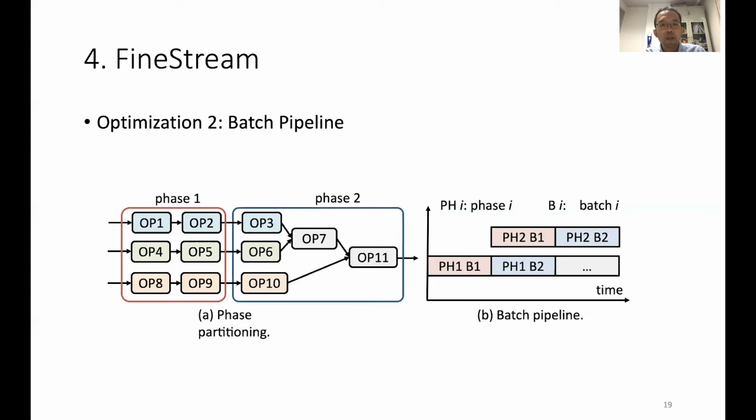The operators in phase 1 and the operators in phase 2 need to be mapped into different compute units so that these 2 phases can co-run in pipeline. Figure B shows the execution flow in pipeline. When FineStream completes the processing for batch 1 in phase 1 and starts to process batch 1 in phase 2, FineStream can start to process batch 2 in phase 1 simultaneously. Phase 1 and phase 2 can co-run because they rely on different compute units.